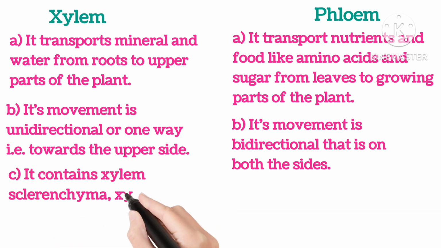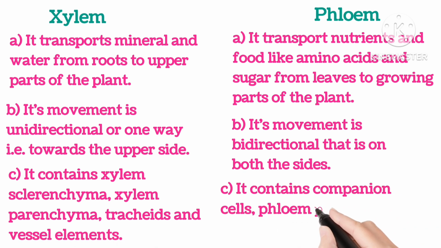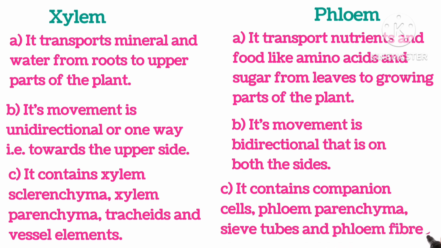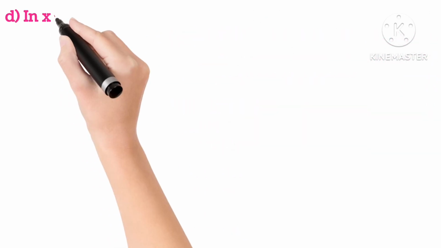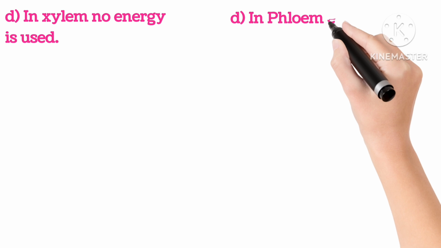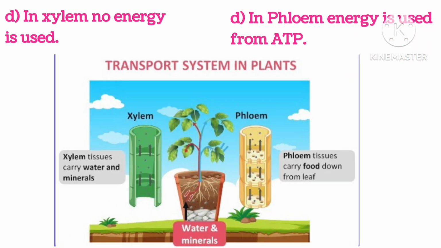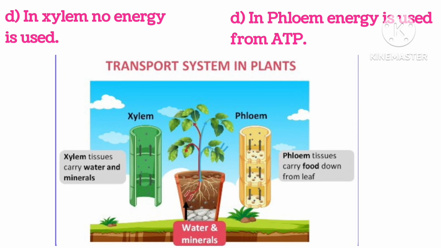The xylem contains xylem parenchyma, tracheids and vessel elements. Phloem contains companion cell, phloem parenchyma, sieve tubes and phloem fibers. In xylem, no energy is used. In phloem, energy is used from ATP. You can see the picture of xylem and phloem here.